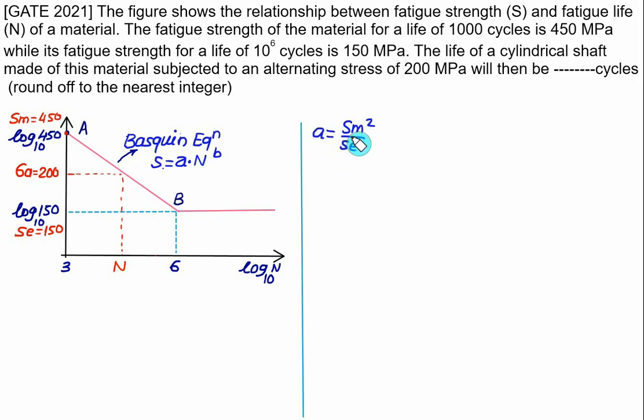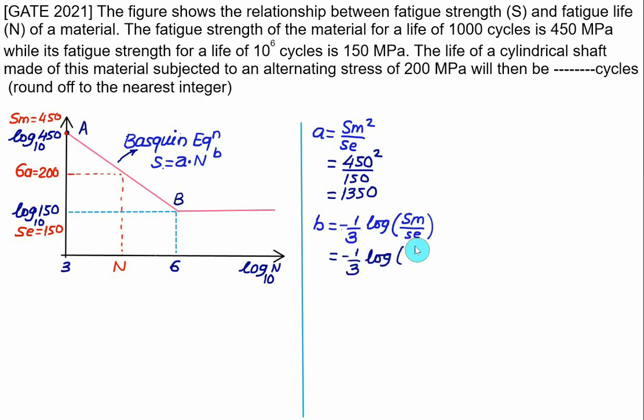Constant A is given as SM square by SE. We have given the value of SM equal to 450, so we have 450 square, and the endurance strength equal to 150. In this case, we get the constant A equal to 1350. Secondly, the constant b is obtained as minus 1 by 3 log of SM by SE, equal to minus 1 by 3 into log of 450 by 150, that is the log of 3. So we get the constant close to minus 0.159.